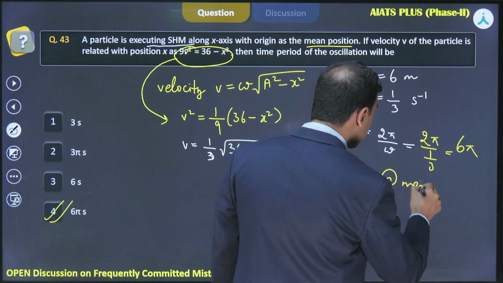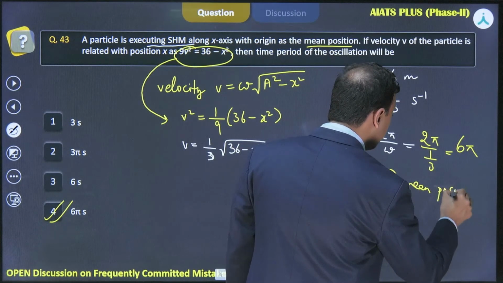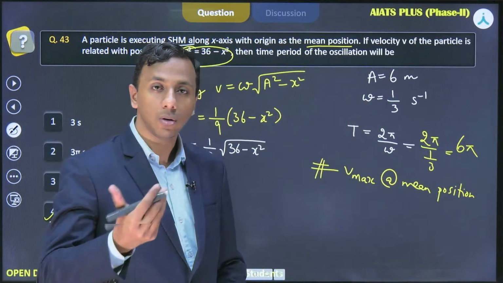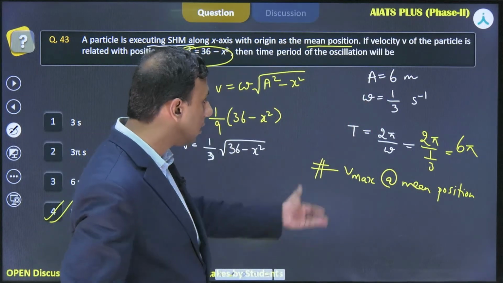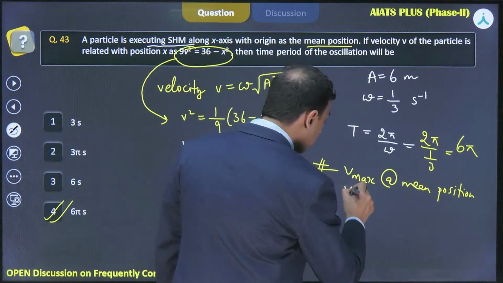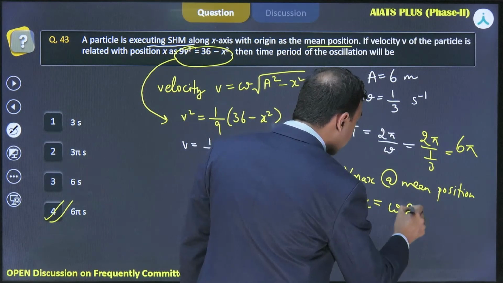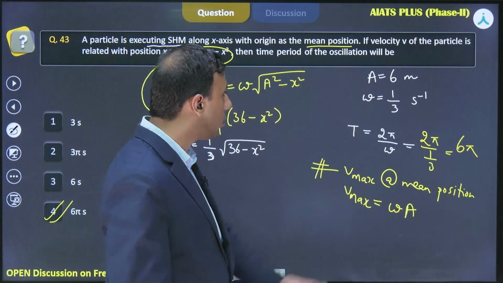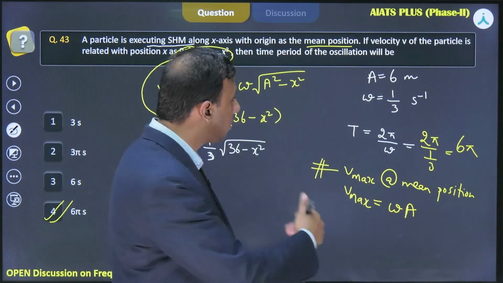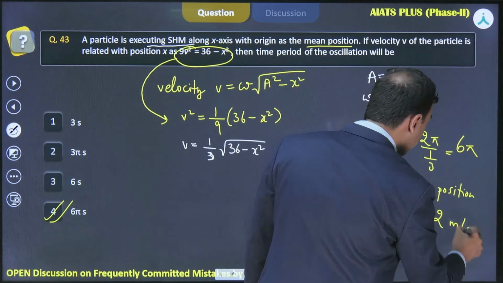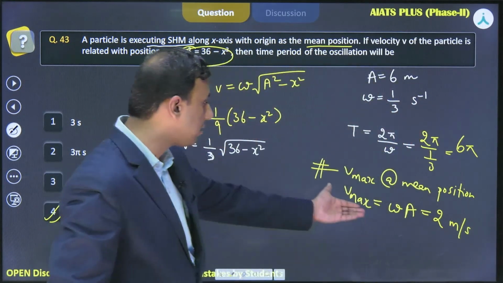At mean position, isn't it? And when is that mean position? At x equal to 0. That's already written. And Vmax, what is the formula? It is equal to omega into A, right? Omega you know, A you know. So just multiply them. It becomes 2 meter per second.